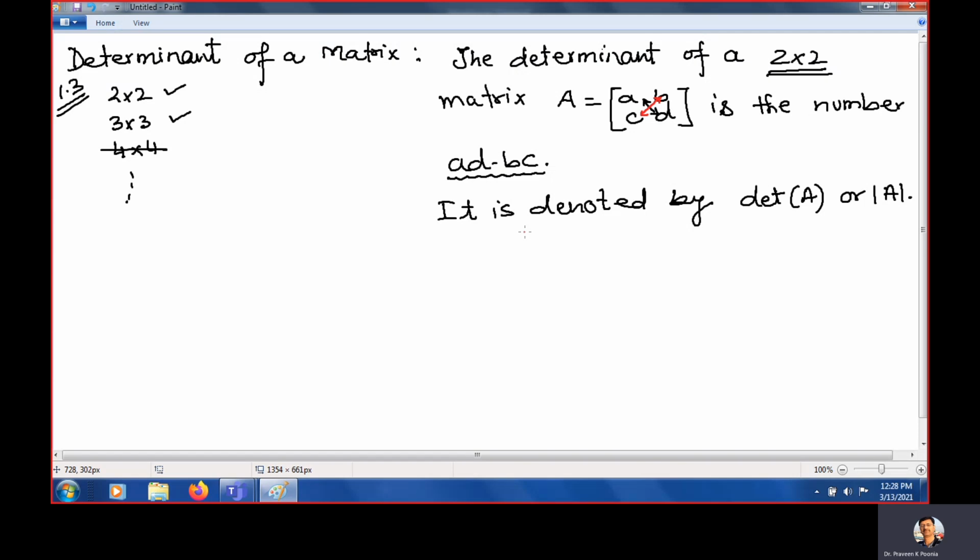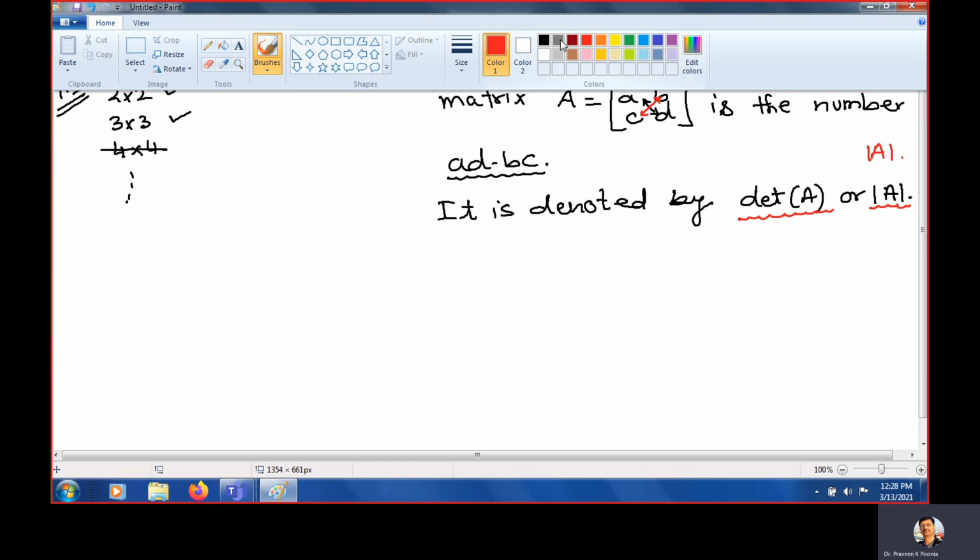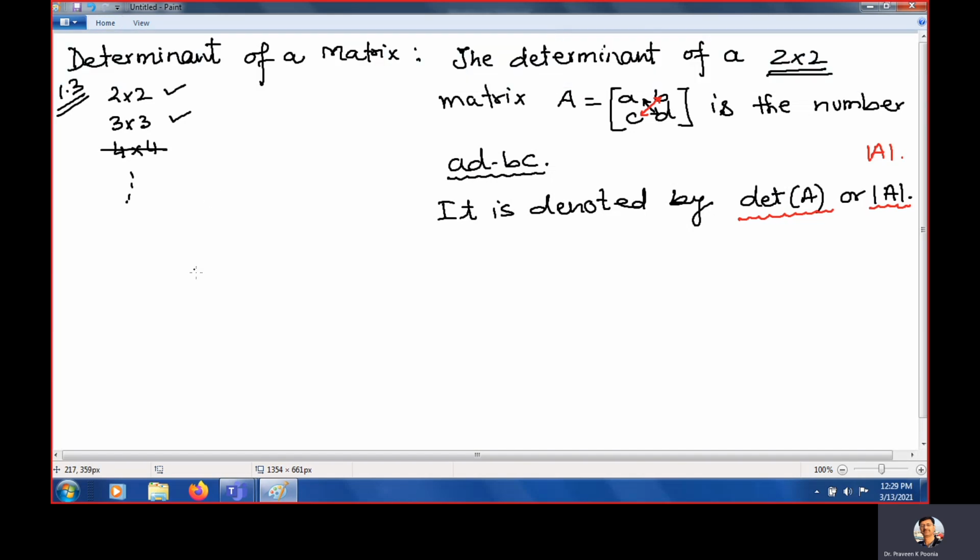How to denote the determinant? The determinant is denoted by determinant of A. You can write DET A, or you can make two parallel lines around A. That means A with these two parallel lines like this one. This is the notation of the determinant. Clear? So first we will solve some questions to understand how to evaluate the determinant.